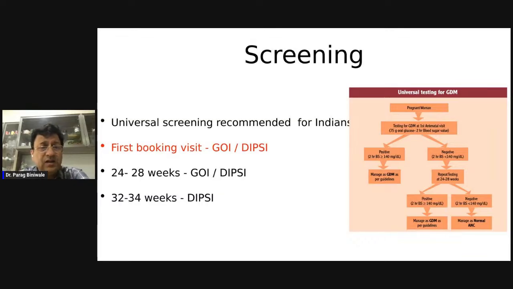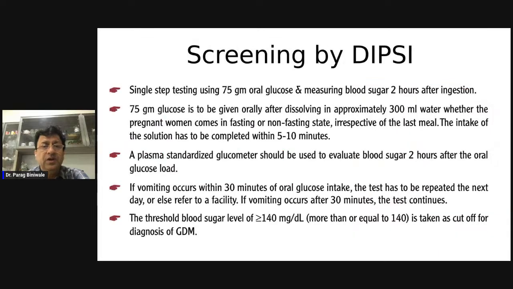Traditionally, the second testing would be between 24 to 28 weeks, and DIPSI and FOGSI do recommend a third testing at 32 to 34 weeks if the first two screening tests are negative. So, how do we do this particular test? For us Indians, it is worthwhile considering the DIPSI test, because it is researched on the Indian population and it is meant for us, because we are at high risk of developing hyperglycemia in pregnancy at any stage, being the diabetic capital of the world.